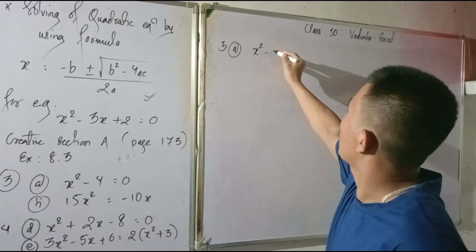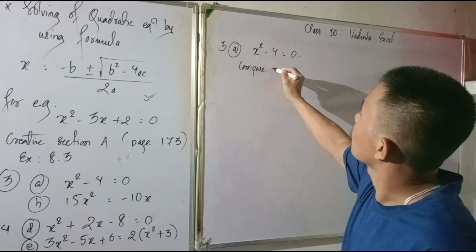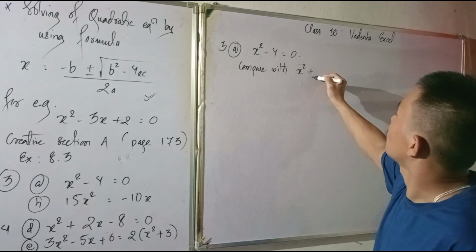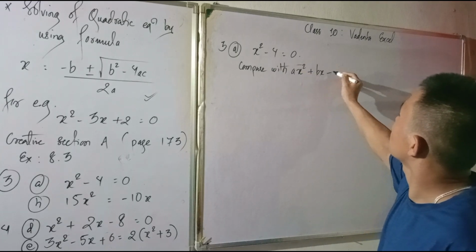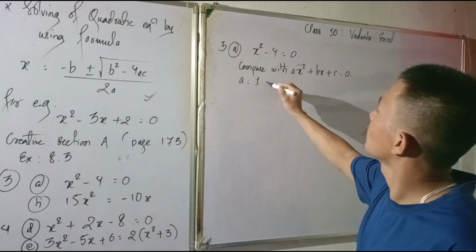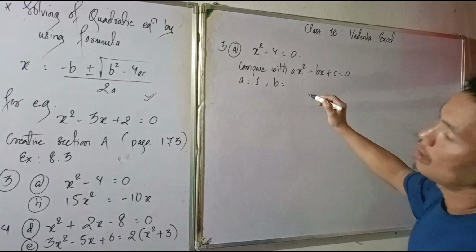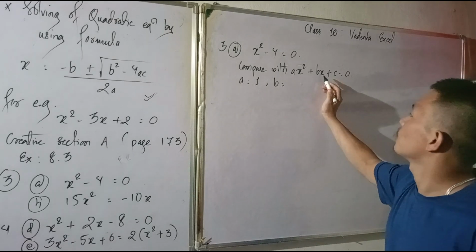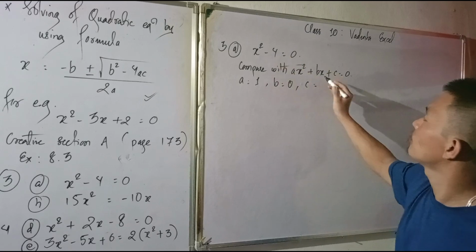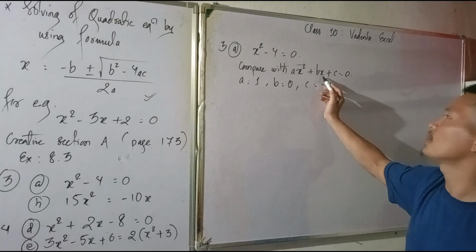Now 3a, we have x squared minus 4 is equal to 0. Now compare with ax squared plus bx plus c equals 0. You will get a equals 1, b equals, no, there is no x component, so we have 0 there. And c we have negative 4.